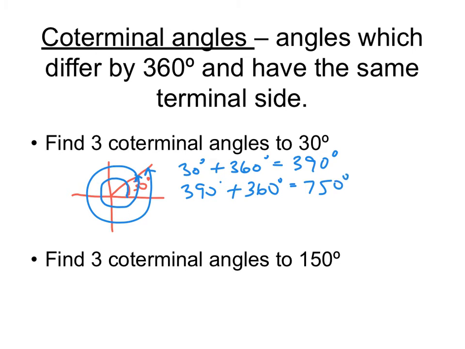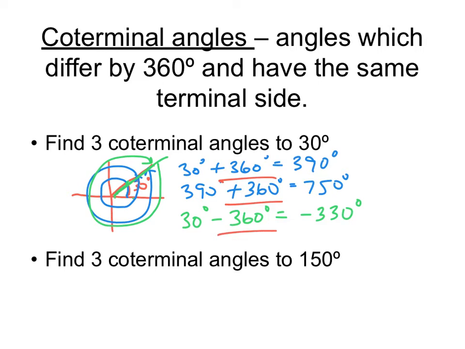Let's go backwards. What if I started at my 30 degrees and went backwards 360? So 30 going backwards 360, and that's going to be negative 330 degrees. So as long as I'm either adding or subtracting 360, I can get a coterminal angle.